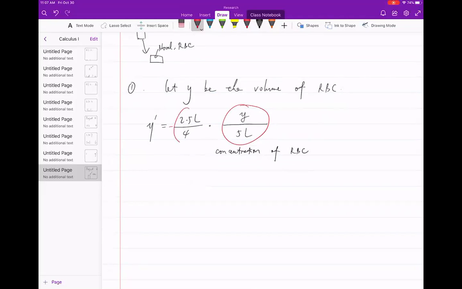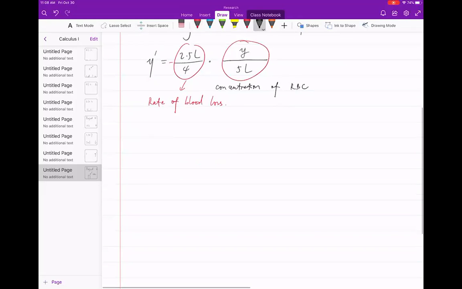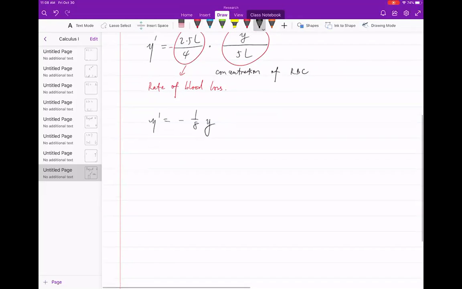So let me say rate of blood loss, but only part of it is RBC, which means we times the concentration. And the concentration is changing with respect to time. Okay. Is everything making sense so far? All right, now we just have something we can simplify a little bit, cancel all the terms. This is basically the differential equation.